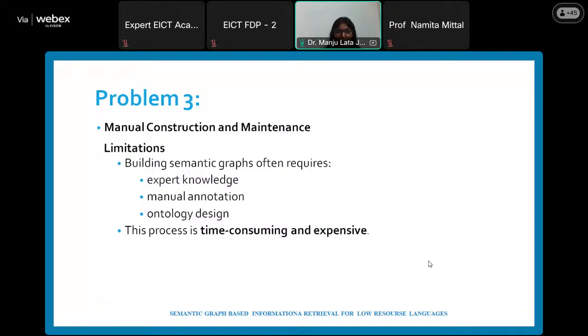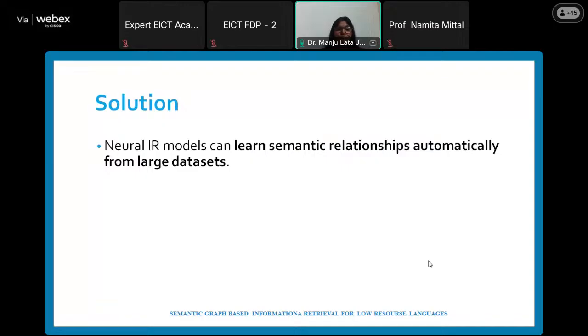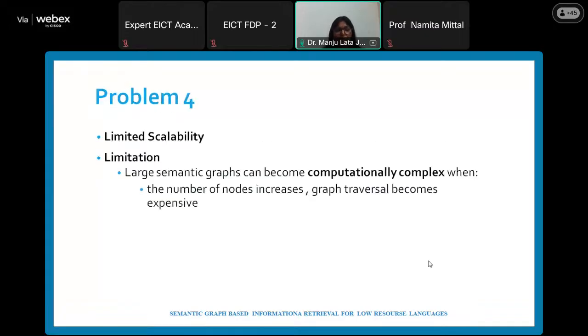The third problem is manual construction and maintenance. In a semantic graph, every time you find a new term, you have to incorporate it into the semantic graph in a semi-automatic manner or manually. Building a semantic graph often requires expert knowledge, annotations, and ontology design. This process is time consuming and expensive as well. It is not worth incorporating the words every time. The solution is that neural IR models can learn semantic relationships automatically from large datasets. They dynamically enhance the semantic relationships between the document terms.